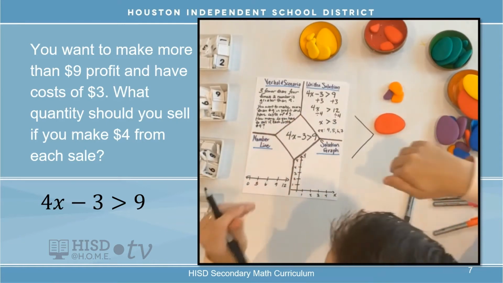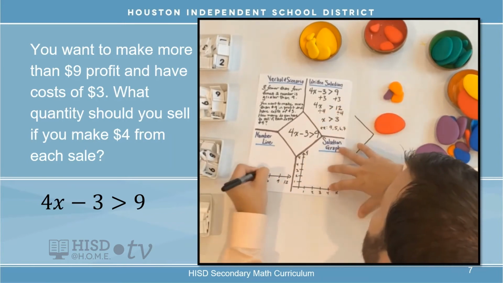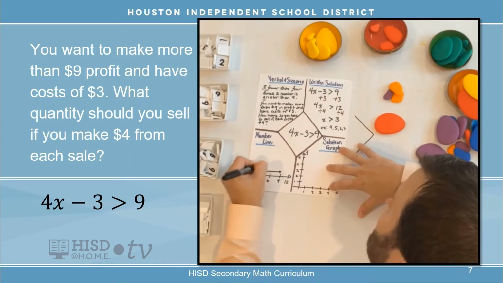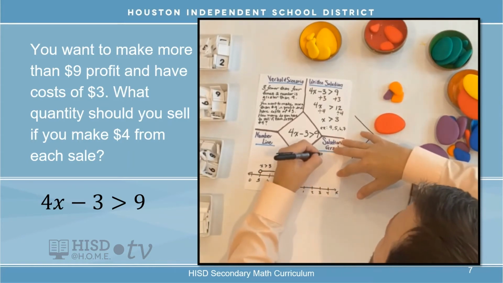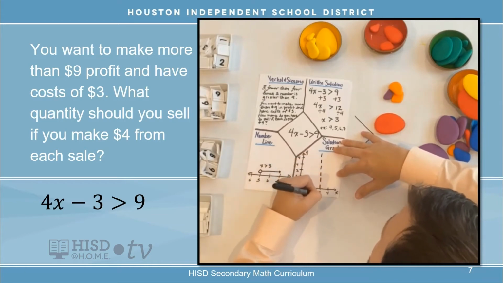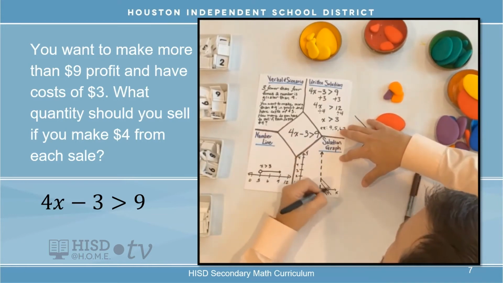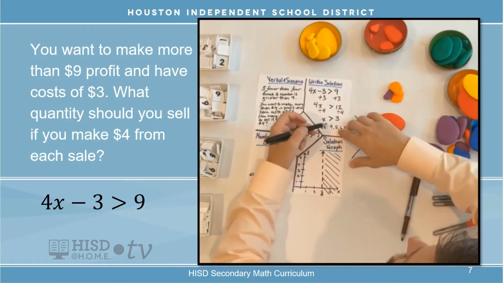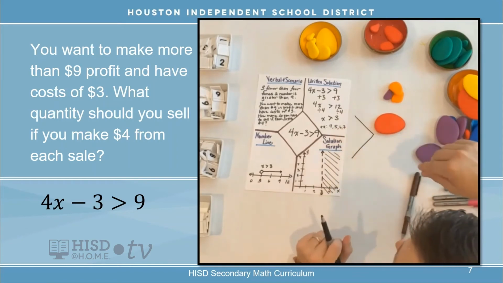Let's put it on a number line. X is greater than 3. Could it be 3? No. It could be 4, it could be 5, so we leave an open dot. On the graph, we also make a dashed line instead of a solid line. Go ahead and shade in the region next to or greater than the x is greater than 3 line.